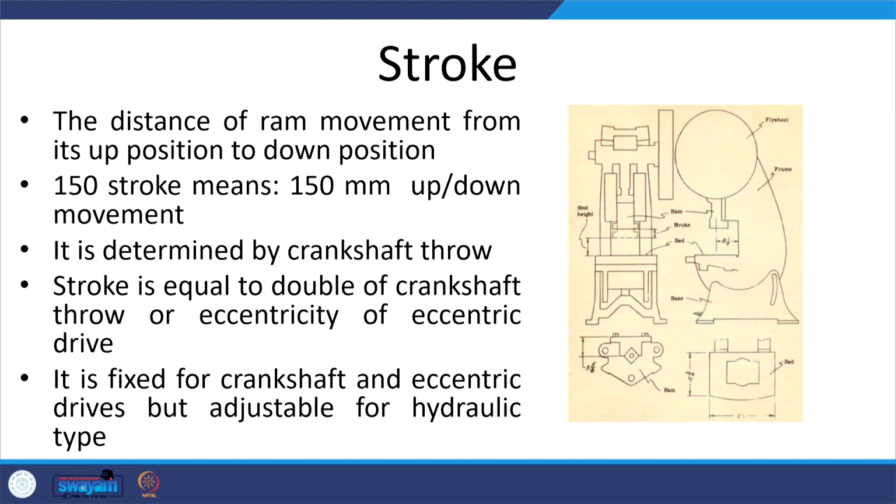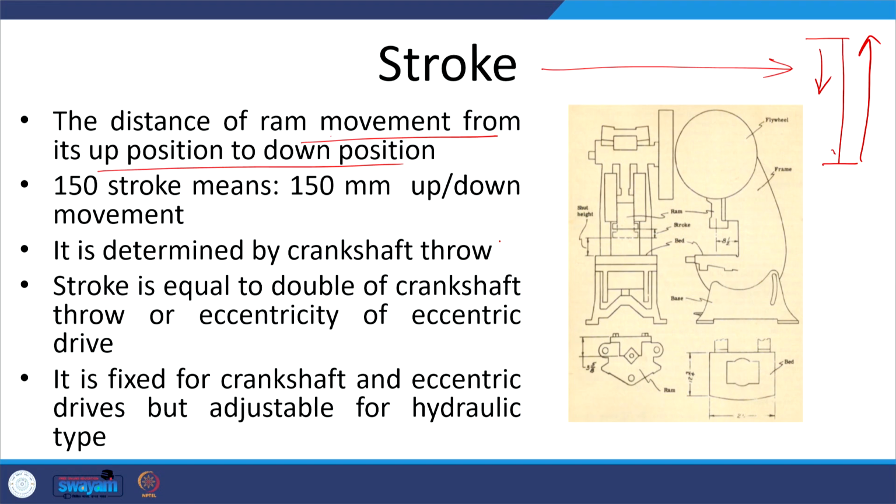Then we have the stroke length, another important aspect. It shows the movement of the ram from its up position to the down position. Whatever is the distance traveled in its journey is termed as stroke. Whatever the movement in one direction, from upward to downward, the same will be in the return movement. So, the distance of the ram movement from its up position to the down position is called stroke length. Say, 150 stroke means 150 movement either in the upward direction or in the downward direction.